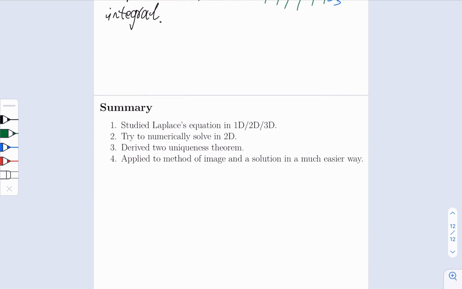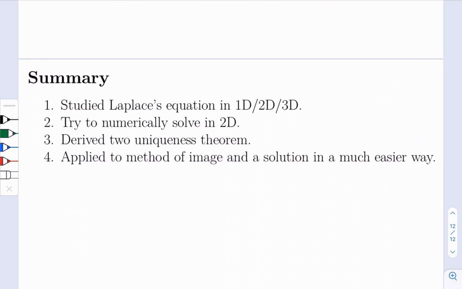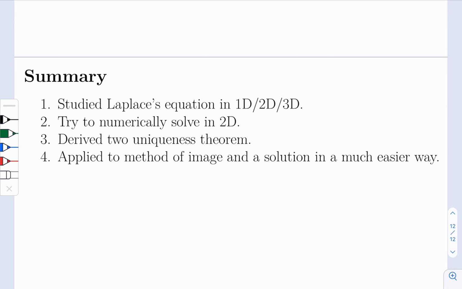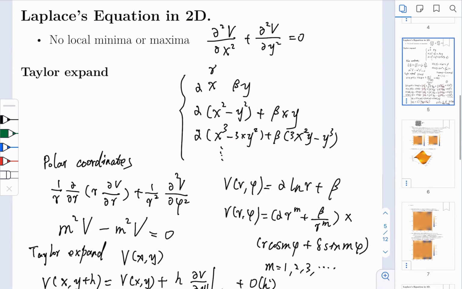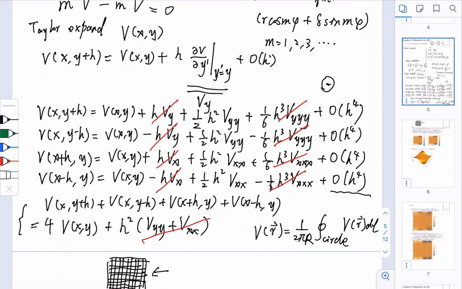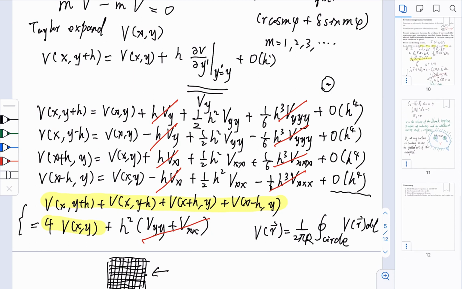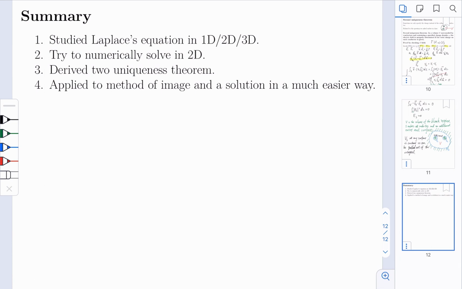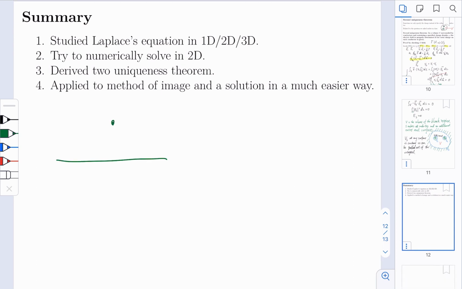Now to summarize, today we evaluated the Laplace equation in 1D and 2D, and we tried to numerically solve the problem in 2D. In solving the problem, we simply used the result we derived here. If we iterate this formula over and over across all the space, eventually we get a steady solution, and that gives our numerical solution to the Laplace equation. We also derived two uniqueness theorems, and we hope to apply these uniqueness theorems to solve the problem of an image charge over an infinite conductor. This is the problem that we want to solve in the next lecture. So this is not done yet.